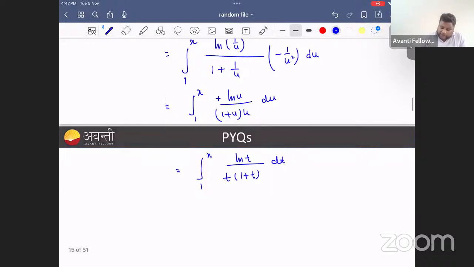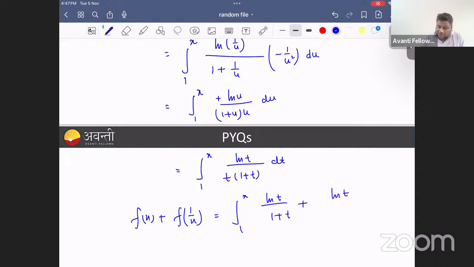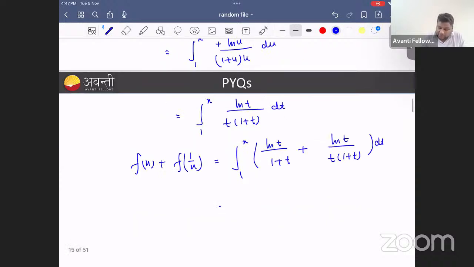Alright, now if you add both of them, that is fx plus f of 1 by x, it will be from 1 to x. So one is ln t upon 1 plus t. Another is ln t upon t times 1 plus t and then dt. Got it? So from 1 to x, take ln t upon 1 plus t common. You are left with 1 plus 1 by t dt.